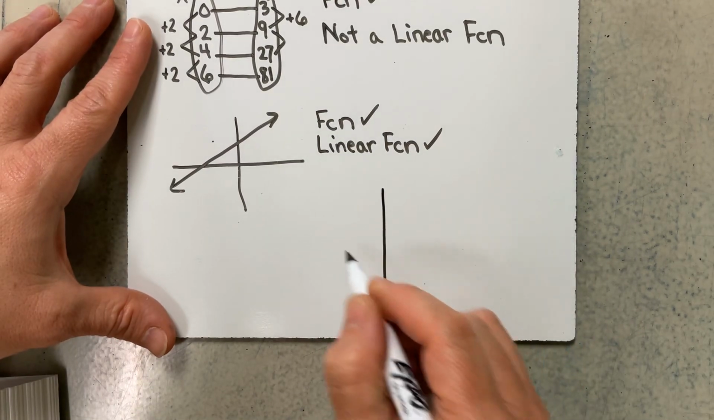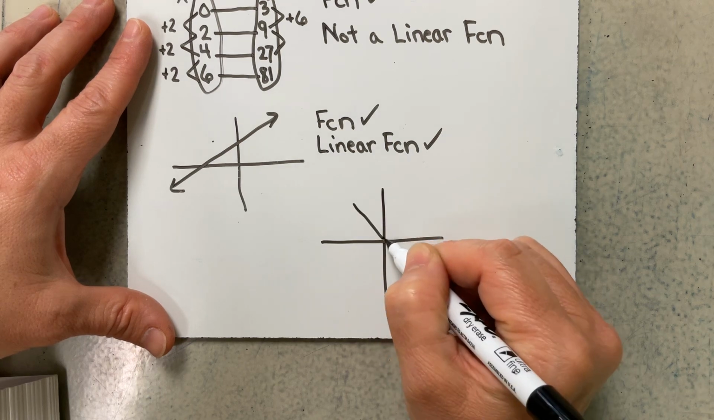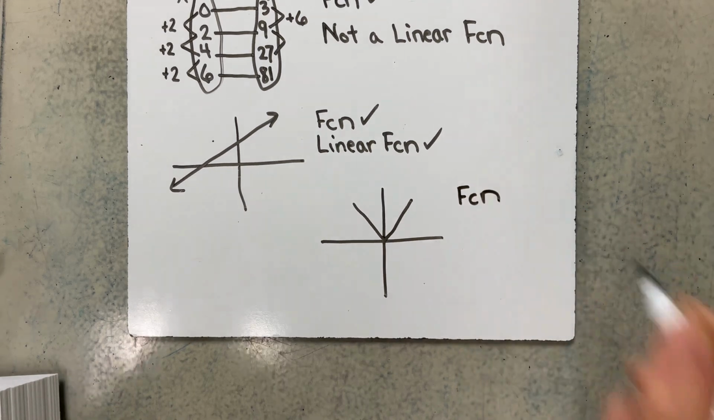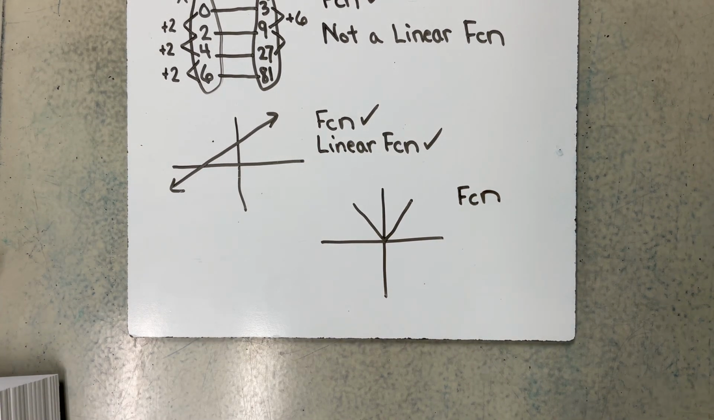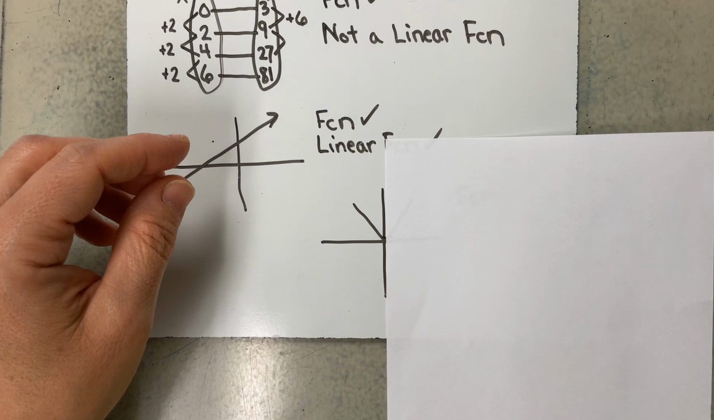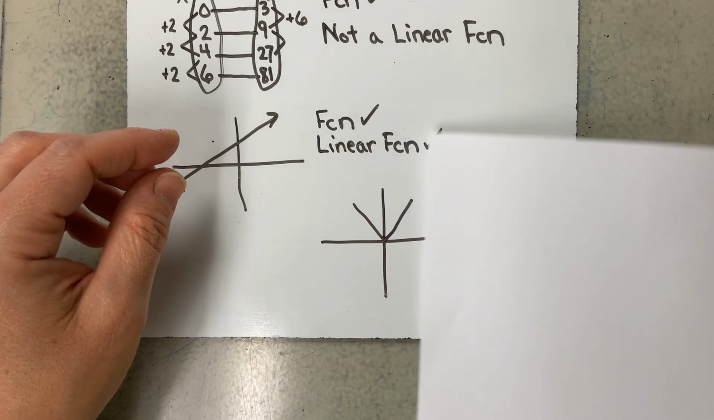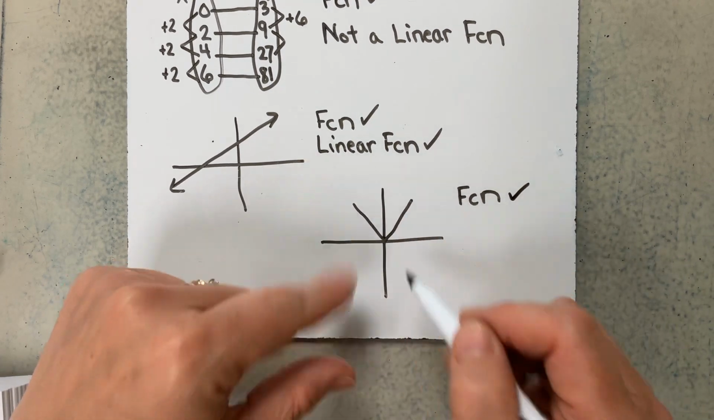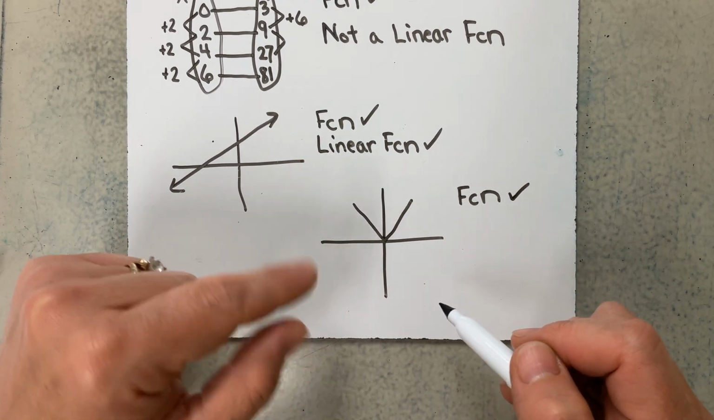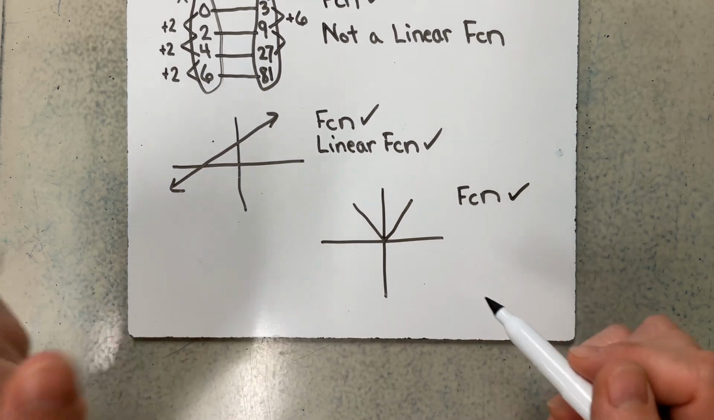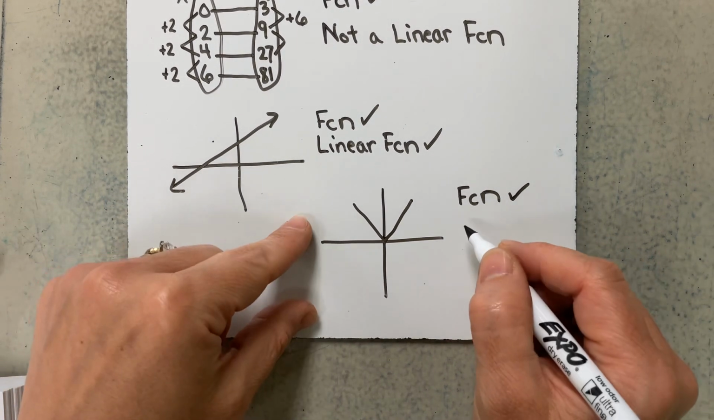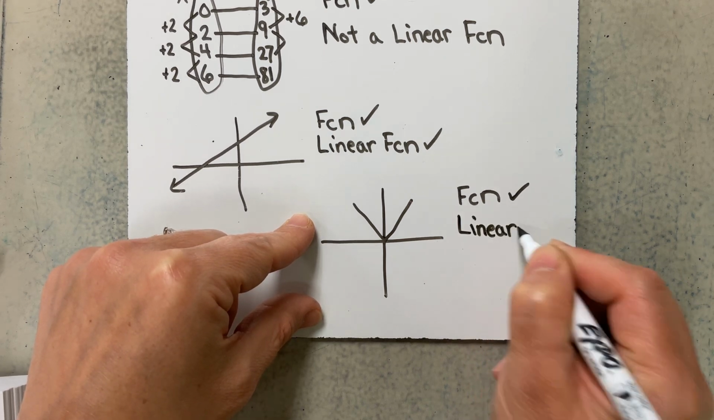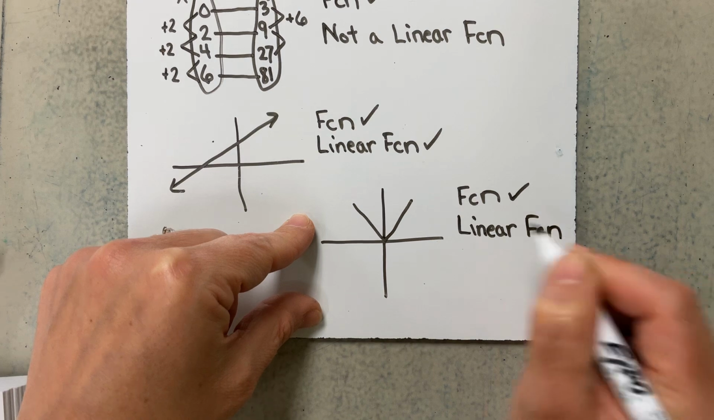If I looked at something like this, let's figure out, is this a function? So if we use our vertical line test, we get our vertical line, does it pass through one point at a time? And yes, it does. So it is a function. Now, is it a linear function? Is it a line? Well, it's a combination of two lines, but is it one continuous line? And no. So is it a linear function? No. Not.